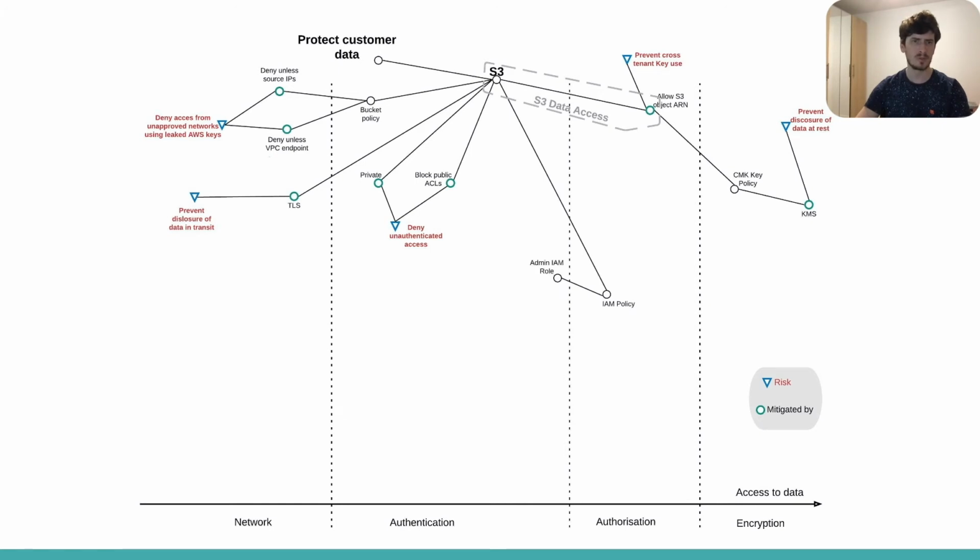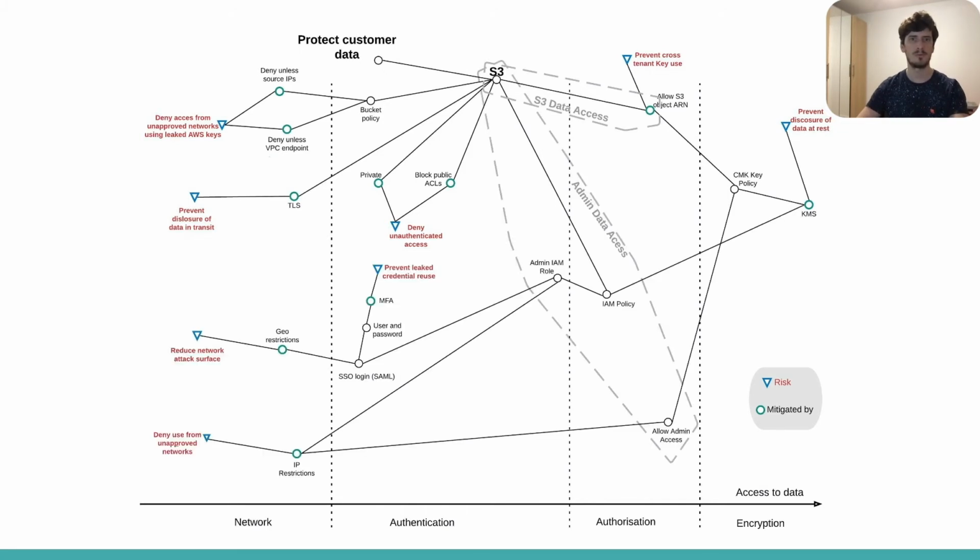And obviously, it's not just about S3 itself. Administrators need access to S3 too. So you can have an IAM policy, an IAM role that admins assume, with a policy that allows access to S3. But that on its own is not enough. You also need access to the KMS key. If you have access to S3 but not to the key itself, you will get access denied. So you need access to both.